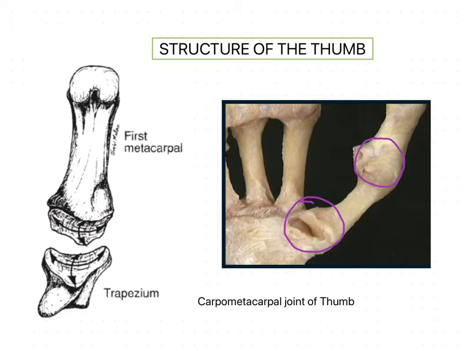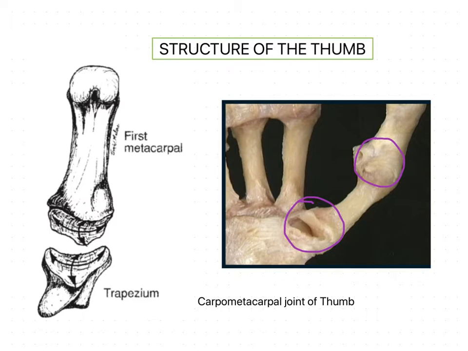Now, first we are going to discuss the carpometacarpal joint of the thumb. This is the only carpometacarpal joint which has a separate joint cavity, and the movements at this joint are therefore much more free than at any other corresponding joints.